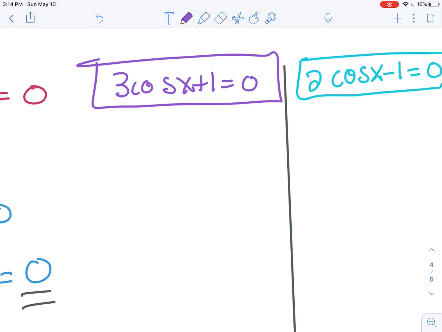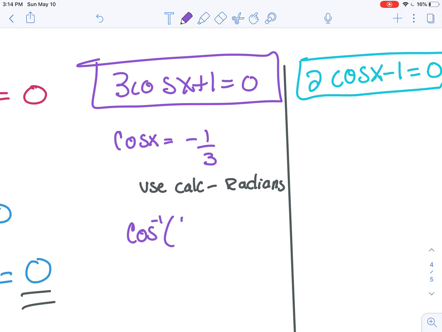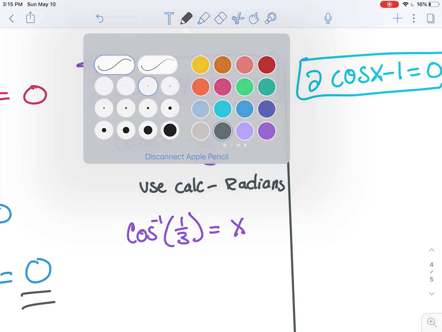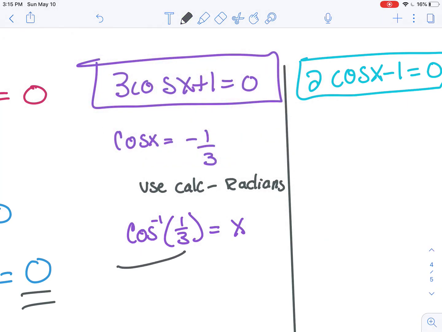I'm going to get cosine x by itself, so I get when is cosine x equal to negative 1/3. In this case, this is not an exact value. We need to use our calculator, and we need to make sure we're in radians. So I'm going to plug into my calculator cosine inverse of 1/3 equals x. I want to use the positive value here, because we're looking for that reference angle in the first quadrant.